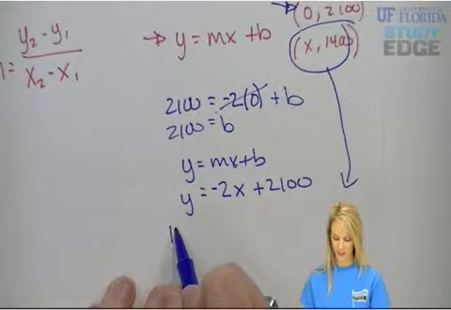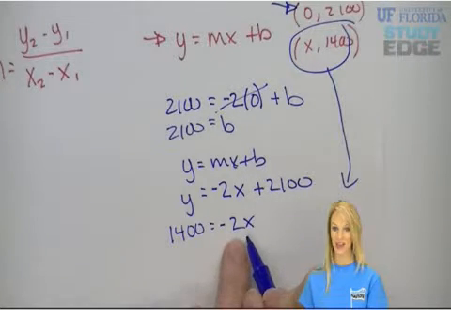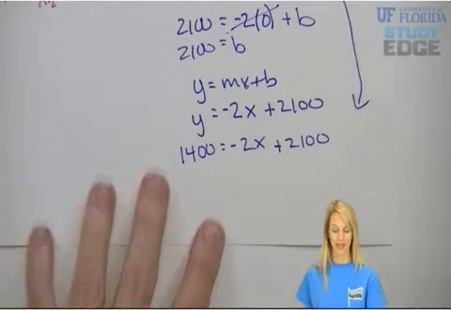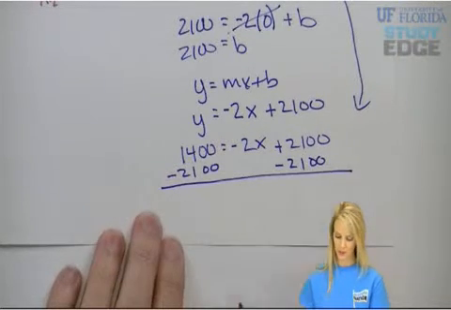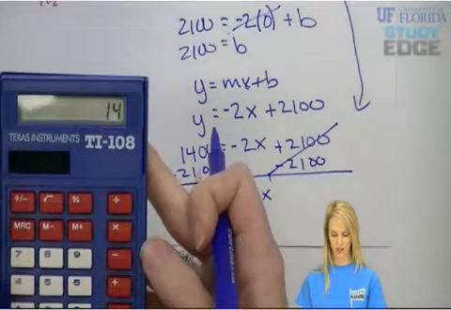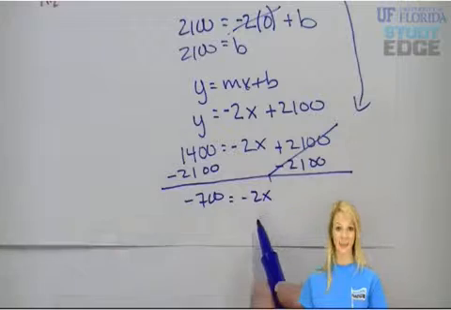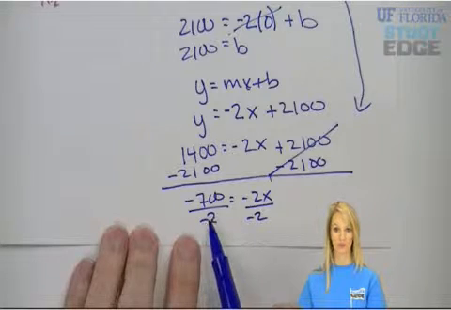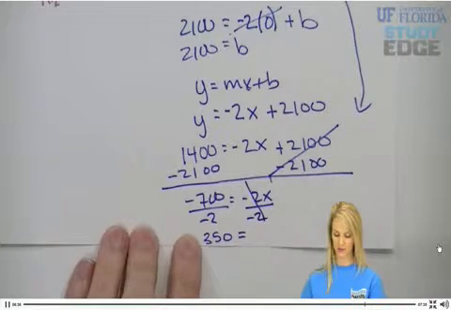When y is equal to 1400, let's plug that in: 1400 equals negative 2x plus 2100. We don't know the value of x, and we want to figure it out. We're going to subtract 2100 from both sides. Those cancel out, and we get negative 2x equals 1400 minus 2100, which is negative 700. I still need to solve for x, so divide by negative 2 on both sides. A negative over a negative is a positive. 700 divided by 2 gives us 350.